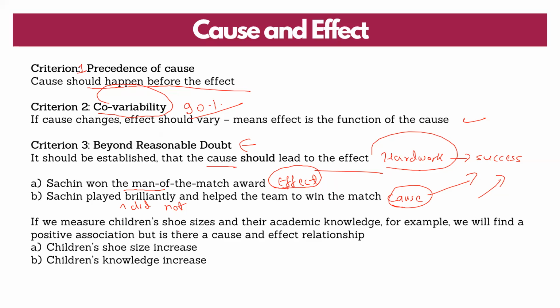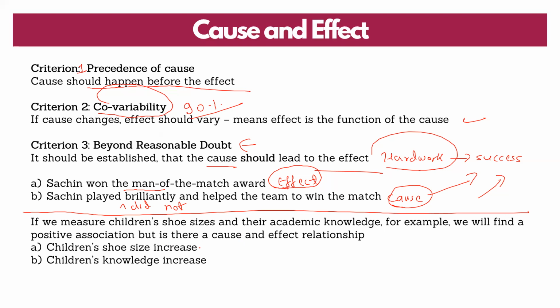Let us look at the second one. If we measure children's shoe size and their academic knowledge, for example, we will find a positive association. But is there a cause and effect relationship? So what we are saying is that if we measure children's shoe size and their academic knowledge, will we find that there is a positive association? We will find there is a positive association, but is there a cause and effect relationship?